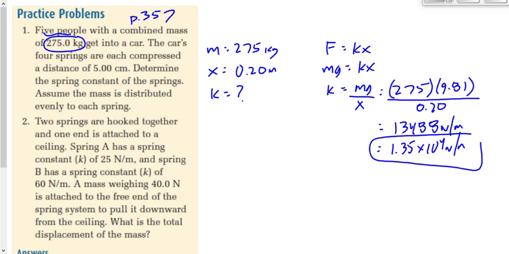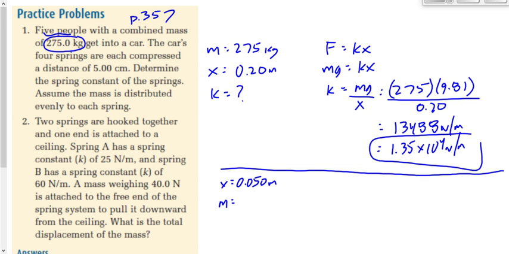Good. Now, the other way to tackle this is to say the displacement is 5 centimeters. But if you make the displacement 5 centimeters, then what do you got to make sure you do? If you're analyzing each spring individually, what do you got to do? Divide 275 by 4. Not by 5, but by 4. And if you do that, what do you get for the mass there if you divide that by 4? 68.75.